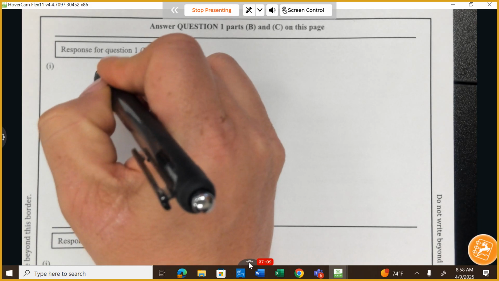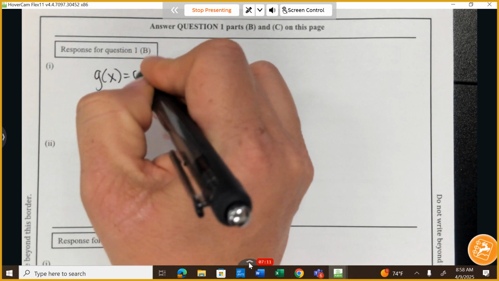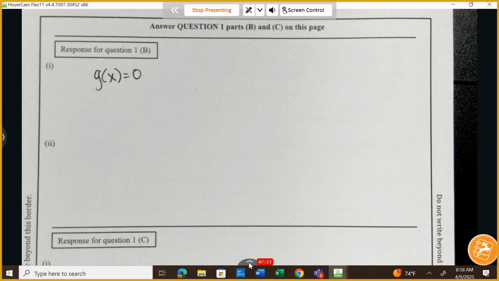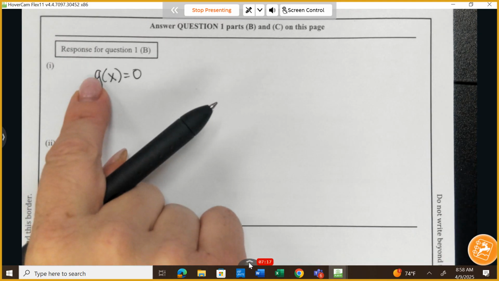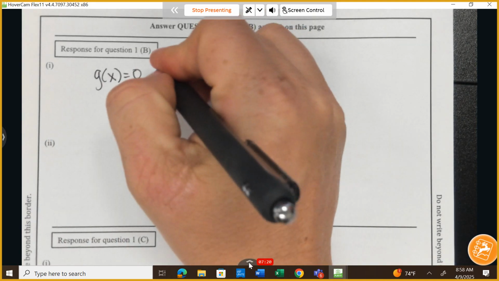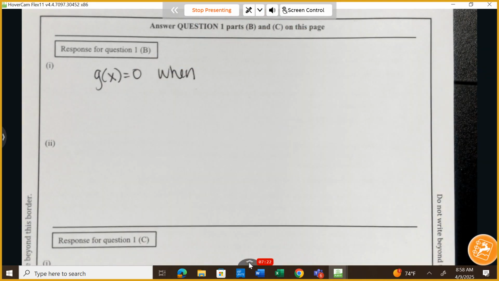They're talking about function g. So I want to know for function g, when is the output 0? That's the x-intercepts. So the function is equal to 0 when, and I'm writing this in the same format I just did for the second part of A.